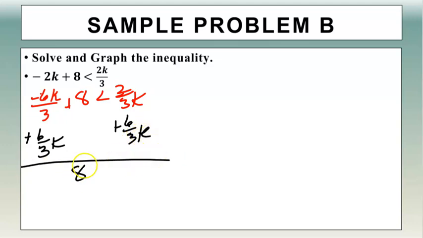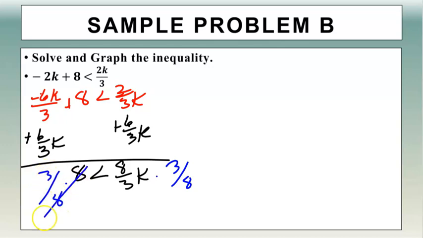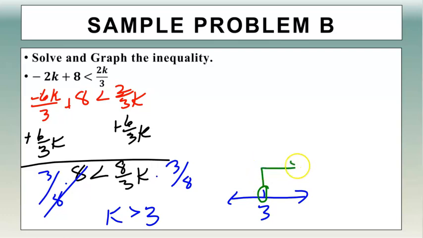And this is going to be 8 is less than 6 plus 2 is 8, so that's 8/3 k. Now to get k by itself, I multiply by the reciprocal, which is 3 over 8. Multiply this by 3 over 8. The 8's divide out, and I'm left with k is greater than 3. And then to graph it, 3 here on the number line cannot equal it, so it's an open circle, greater than means goes to the right.